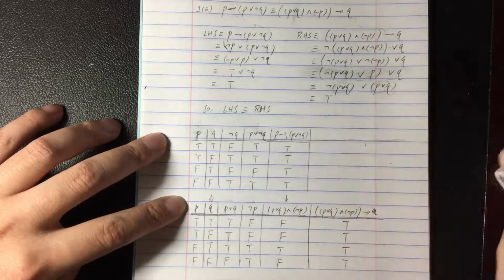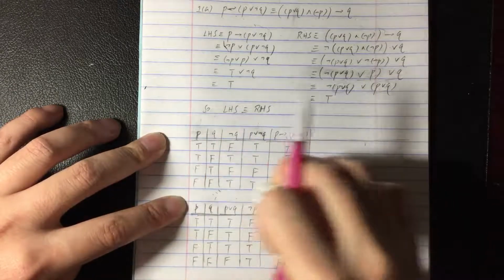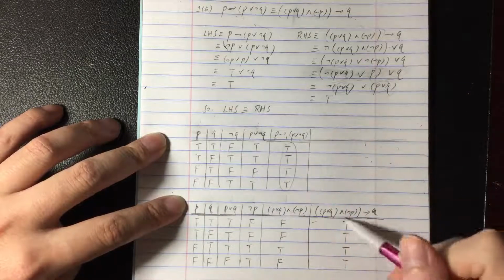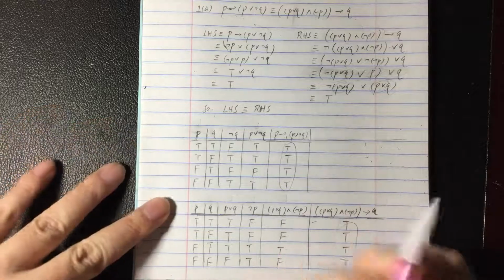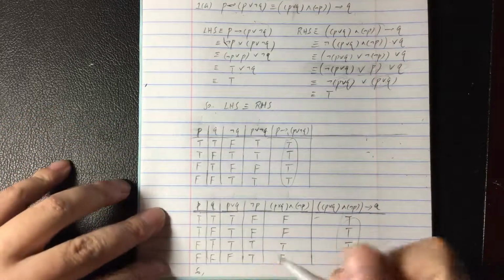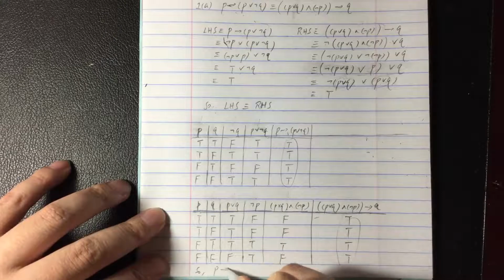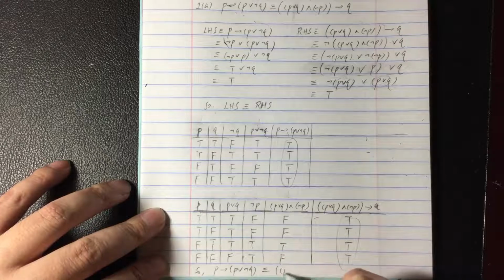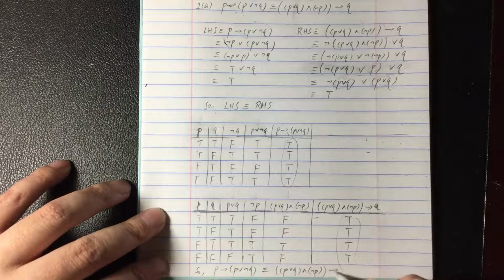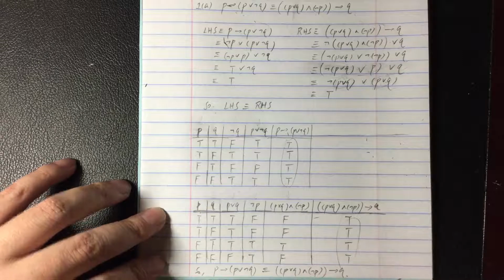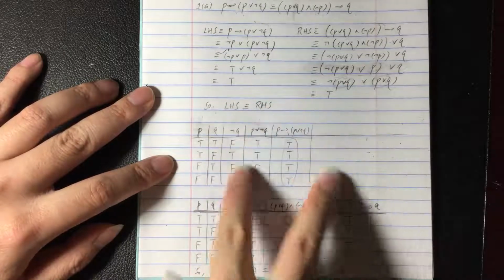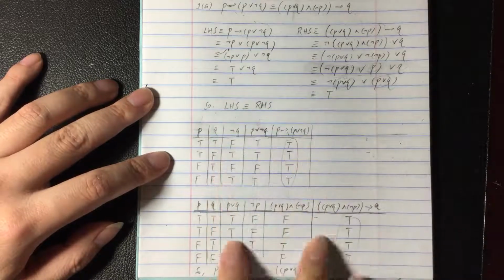So you can see that the outcomes in the truth table for both statements are exactly the same. So they are equivalent. So P implies P or not Q is equivalent to P or Q and not P implies Q. So to show two statements are equivalent, we can use formulas or we can use truth tables. Either way will give you the same conclusion.